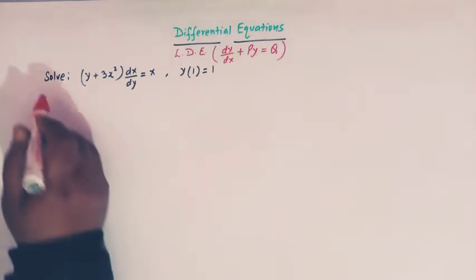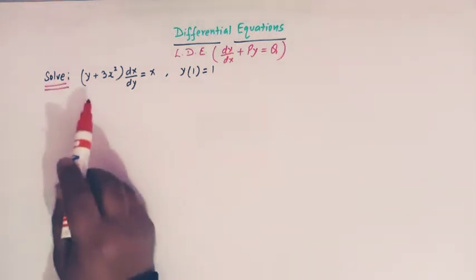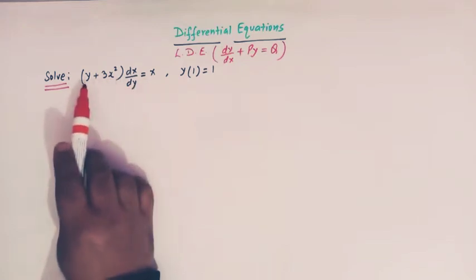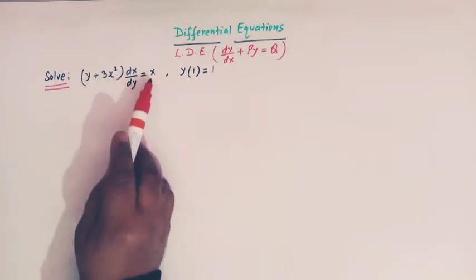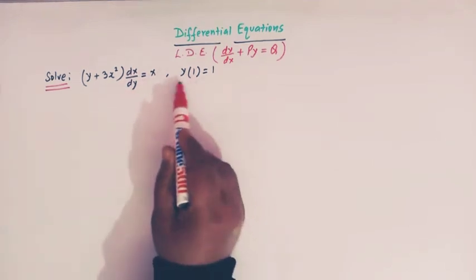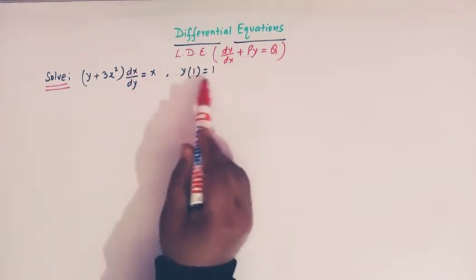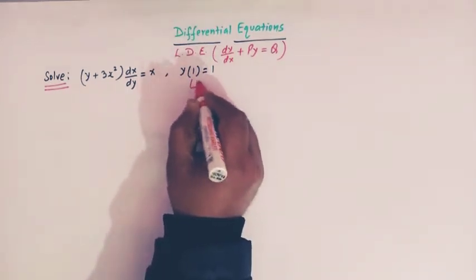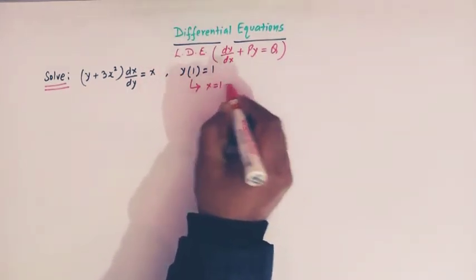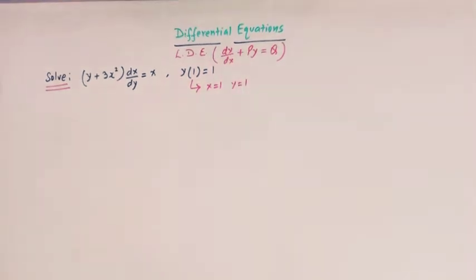The first problem here is to solve this differential equation: y plus 3x square dx over dy is equal to x, when the boundary condition is given as y of 1 is equal to 1. It implies that when x is 1, y is equal to 1.